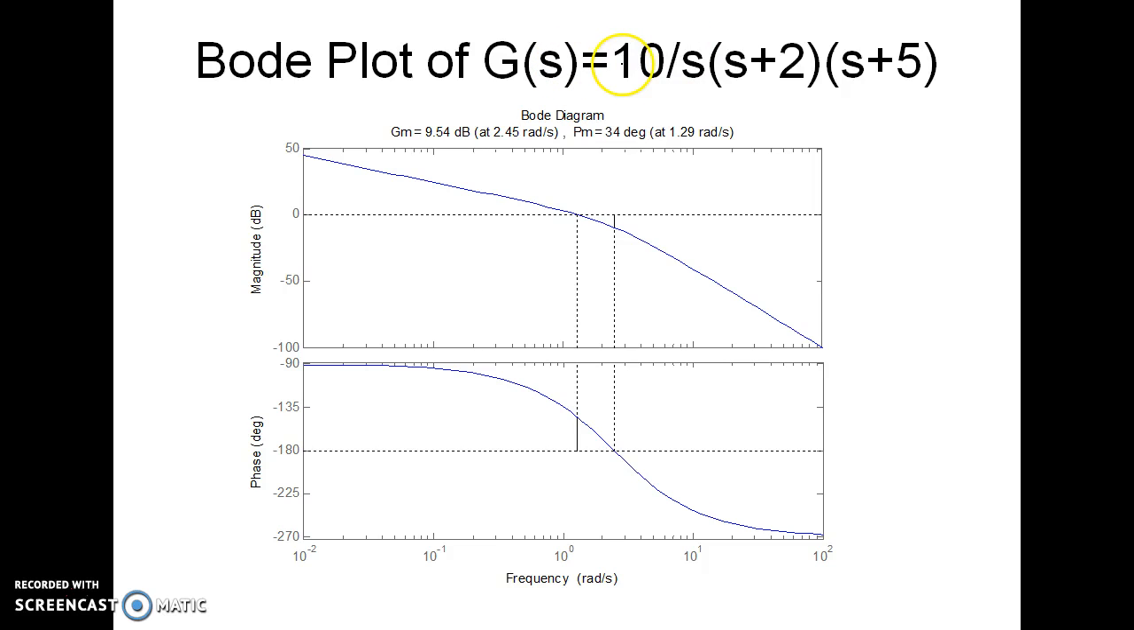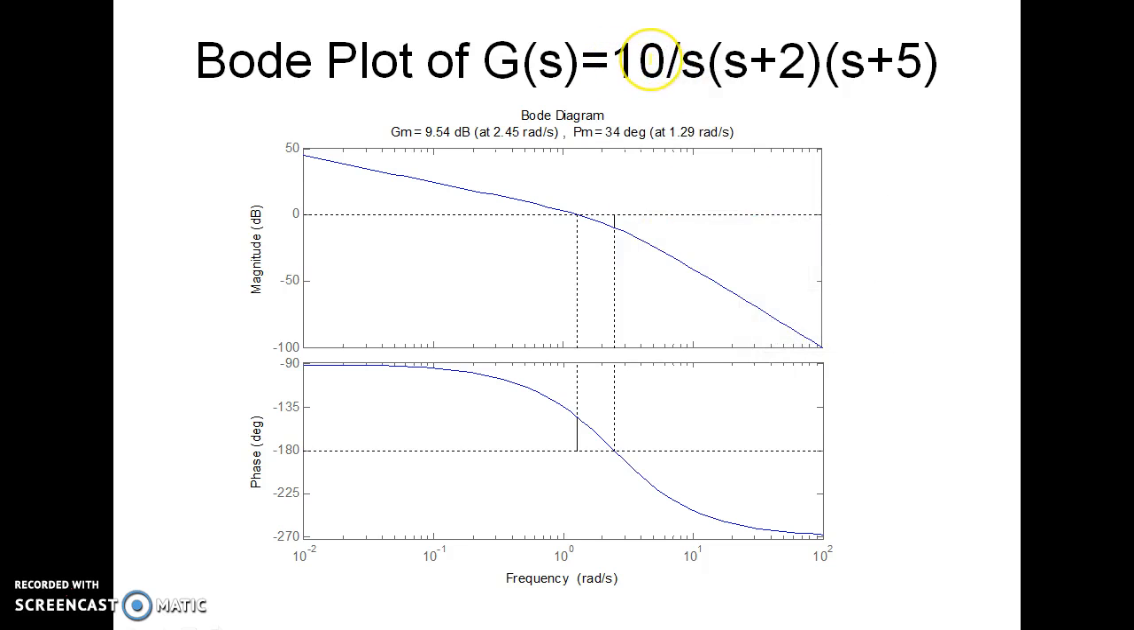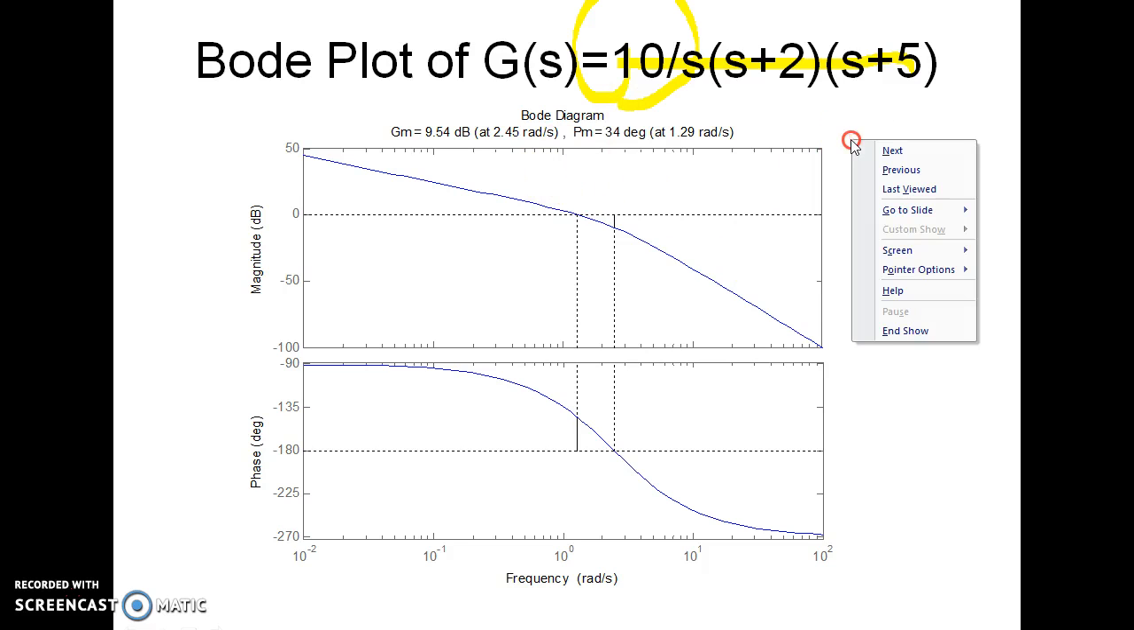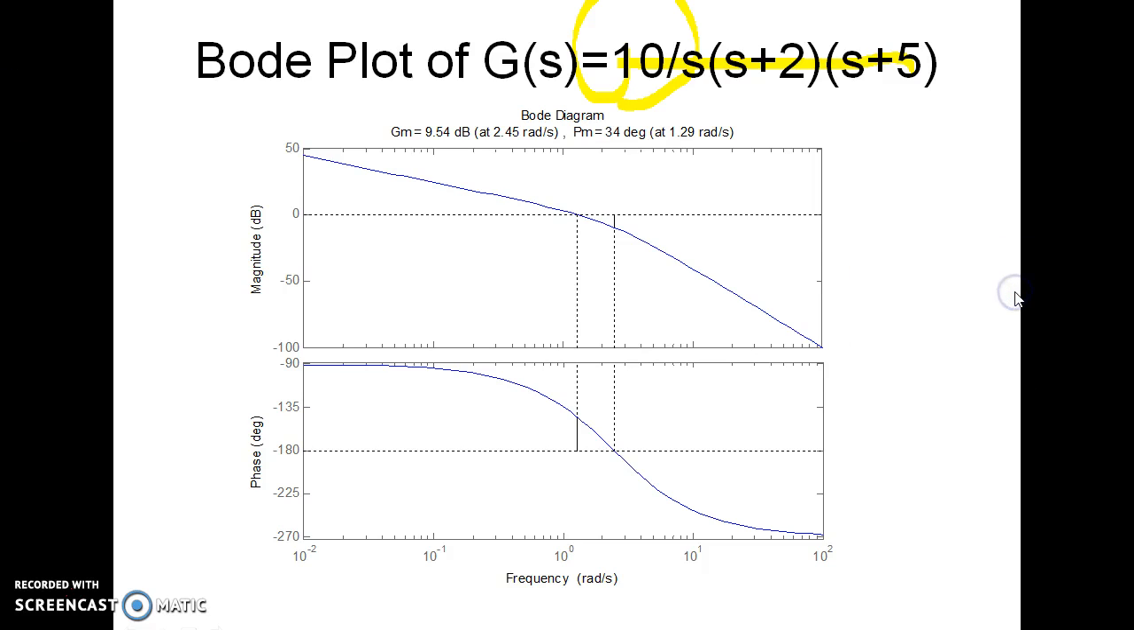The system here I have taken is 10 by S into (S plus 2)(S plus 5). It's a third order system, type 1 system, having a gain of 10. You see here the gain of 10. Now for this particular system, the Bode plot can be easily derived from MATLAB by entering the transfer function and using the command known as bode. So there are two frequencies, GCF and PCF, that we have to look at first.